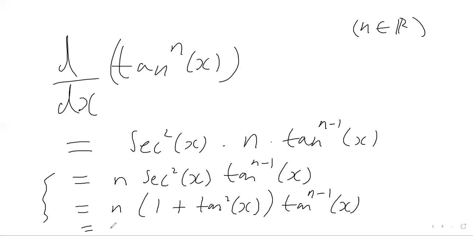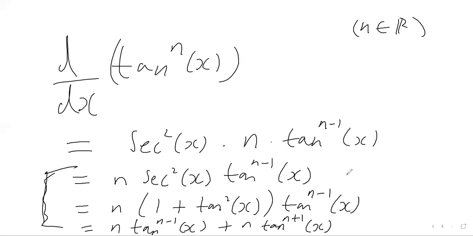And so we get n times tan to the n minus 1 of x, and then plus n times tan to the n plus 1 of x. And these two results down there are exactly the same, and that would be the answer for this derivative.